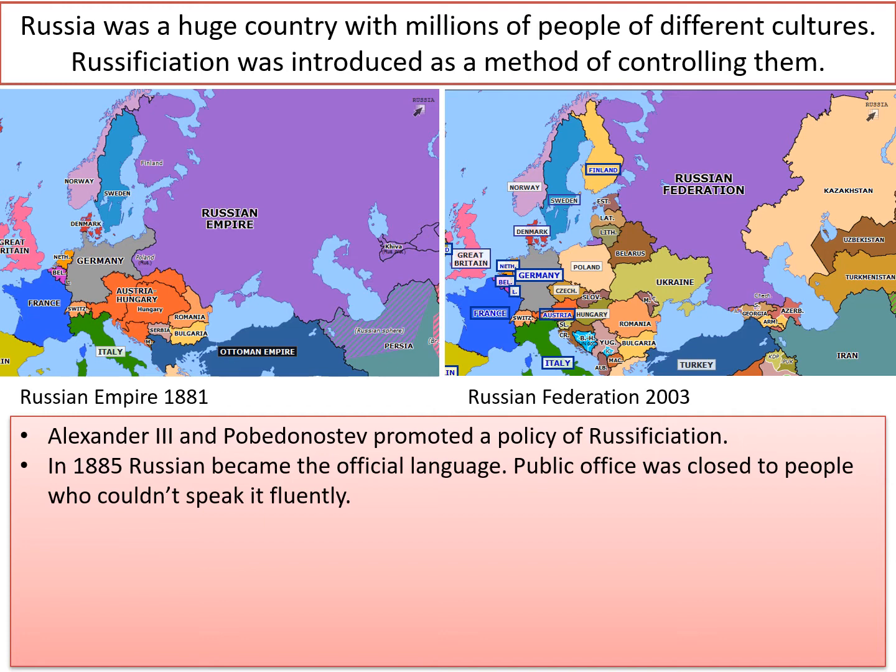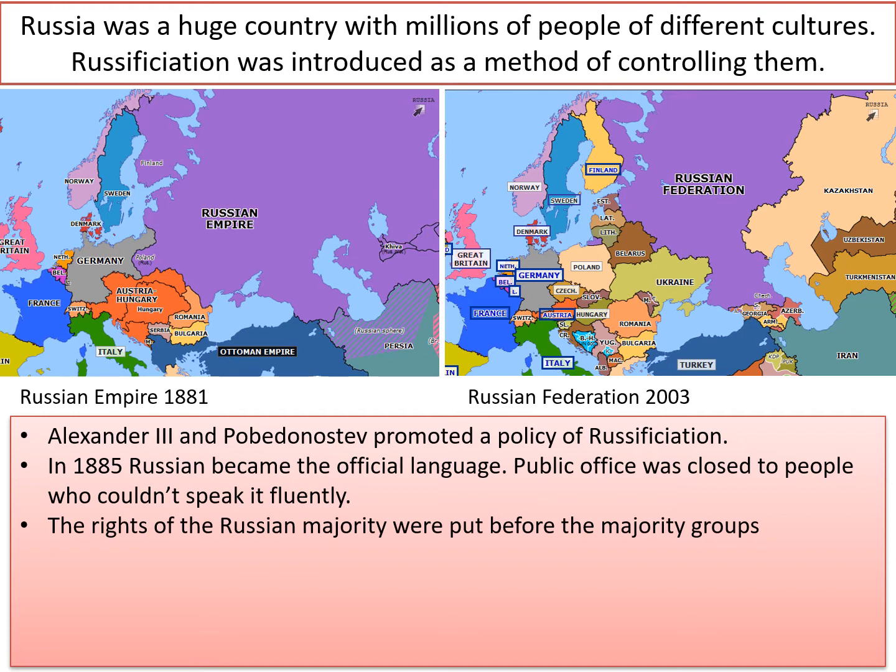Public office was closed to anyone that didn't speak it fluently, so if you wanted to be in any sort of position of authority where your voice could be heard, or you could maybe make some changes, you had to speak Russian fluently, even if that was not your native language. The Russian majority's rights were put before any other groups, so it might be minority groups and things like that. If you were part of these other countries involved in this Russian Federation at the point in time, the actual main point of Russia would always take precedence over you and your country's needs.